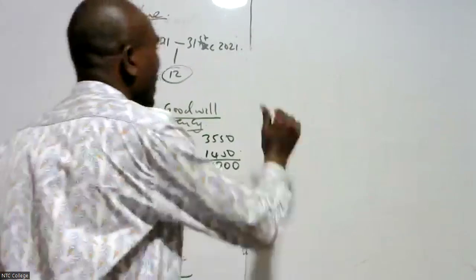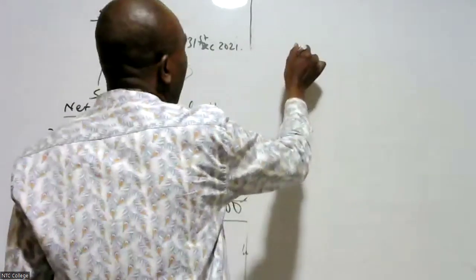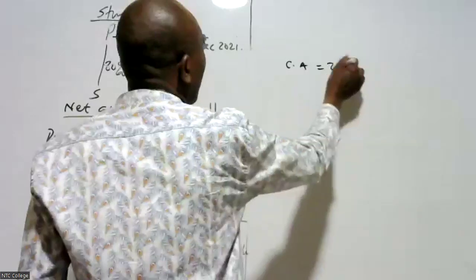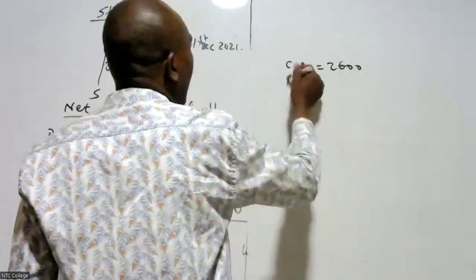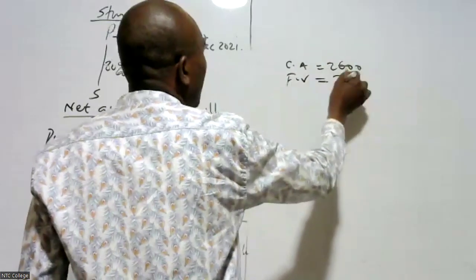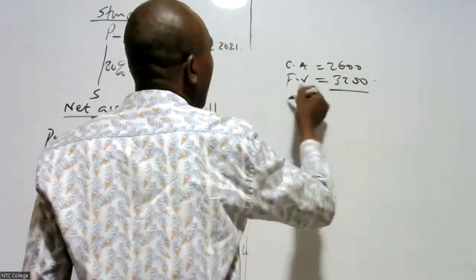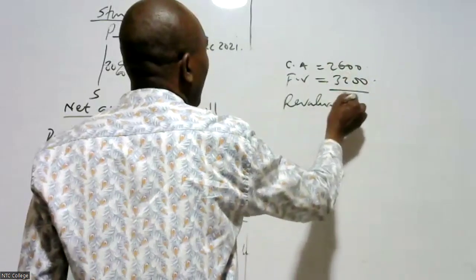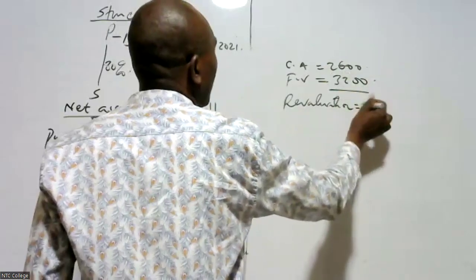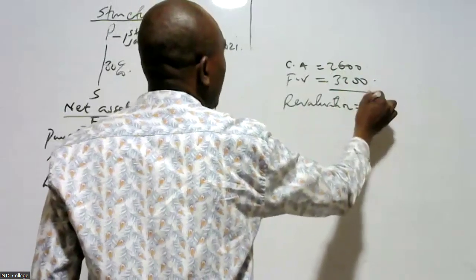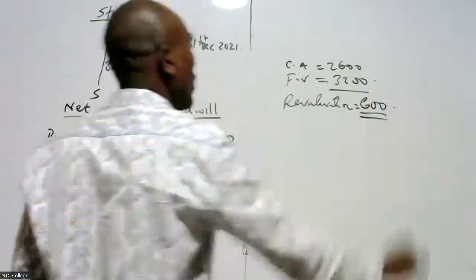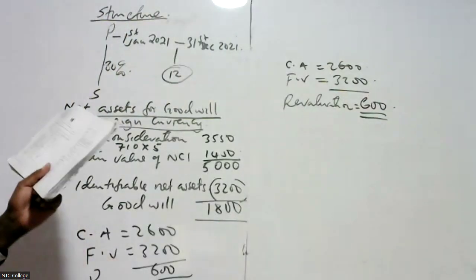Therefore, our fair value adjustment: the carrying amount equals 2,600. Fair value of the net assets is 3,200. Therefore, it means there is a revaluation of 600.